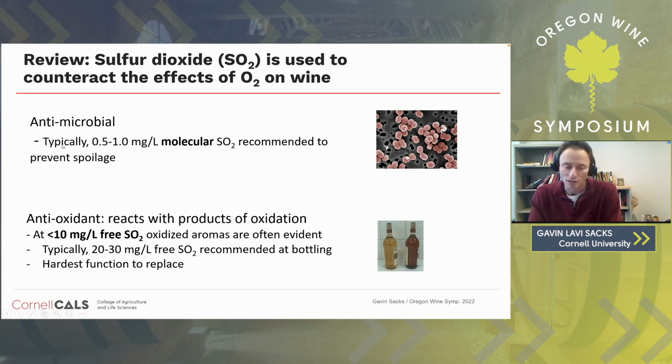There are other options, for example, to prevent spoilage. DMDC, pretty impressive as a broad spectrum antimicrobial. But replacing this function of free SO2, especially at very low levels, and not having wine smell oxidized can be pretty challenging to do, and we'll talk about why.